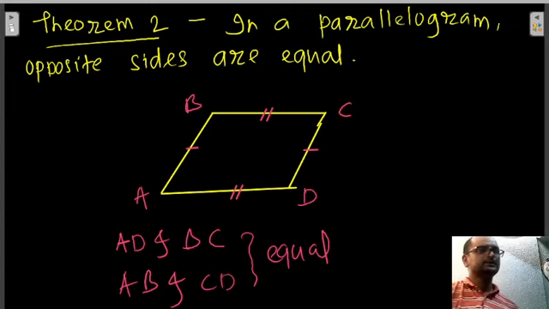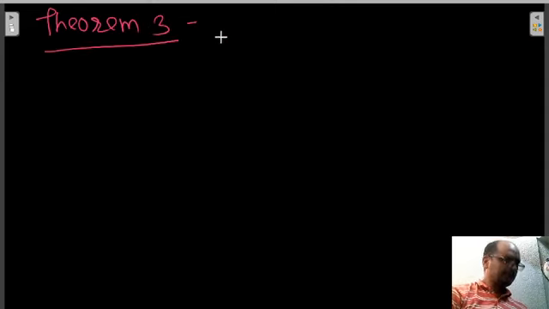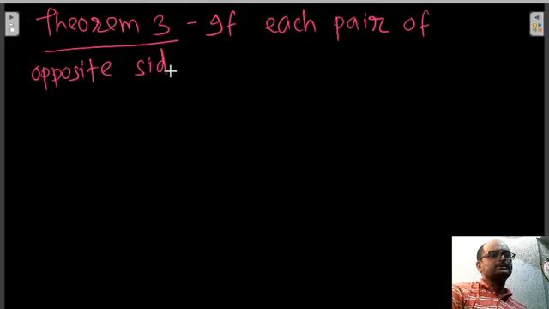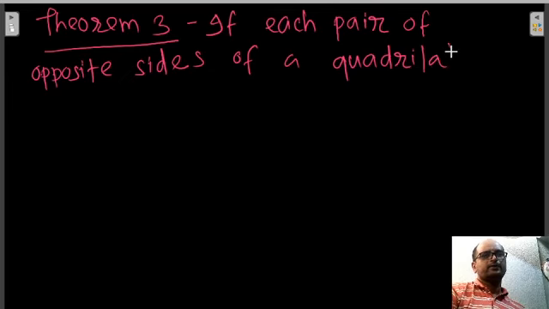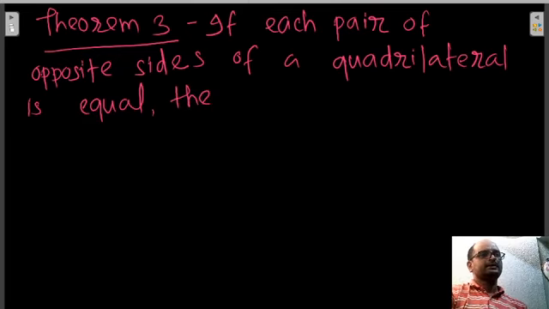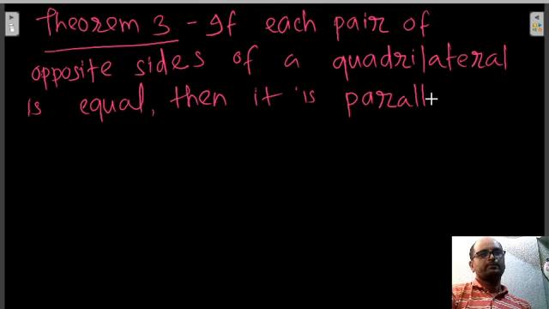What is the third theorem? Theorem number 3: if each pair of opposite sides of a quadrilateral is equal, then it is a parallelogram.